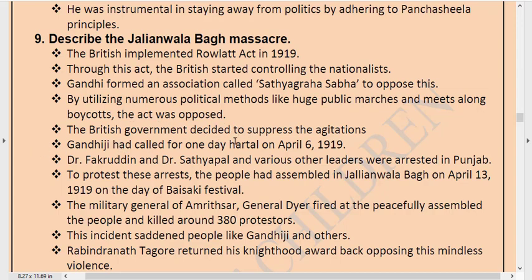The British government decided to suppress the agitations. Gandhiji had called for a one-day hartal on April 6, 1919. Dr. Saifuddin Kitchlew and Dr. Satyapal, and various other leaders were arrested in Punjab. To protest these arrests, the people had assembled in Jallianwala Bagh on April 13, 1919, on the day of the Baisakhi festival.